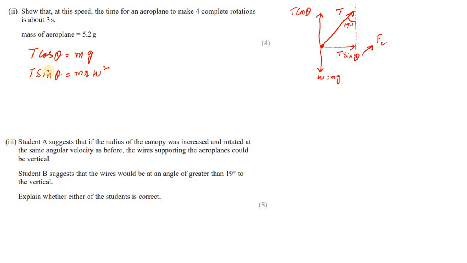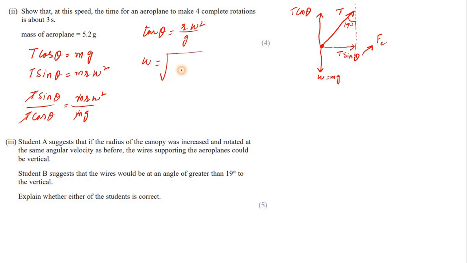So T can be cancelled if we divide these 2 equations. We are dividing T sin theta by T cos theta, left hand divided by left hand, and right hand divided by right hand. So mr omega square divided by mg. T cancels, sin theta over cos theta is tangent theta, which is equal to r omega square upon g. So omega would be equal to root of g tangent theta divided by r.